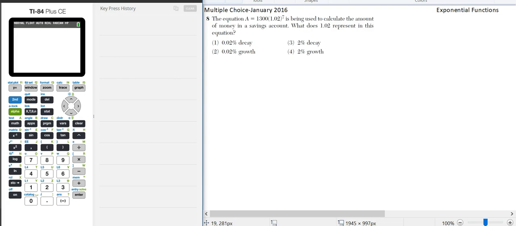The equation A is equal to 1300 times 1.02 to the 7th is being used to calculate the amount of money in a savings account. What does 1.02 represent in this equation?